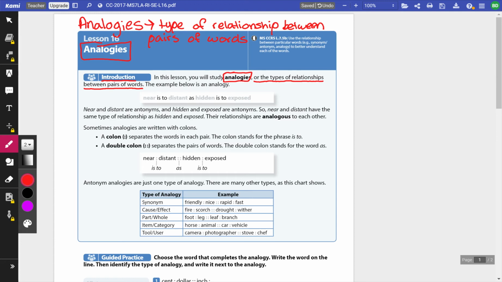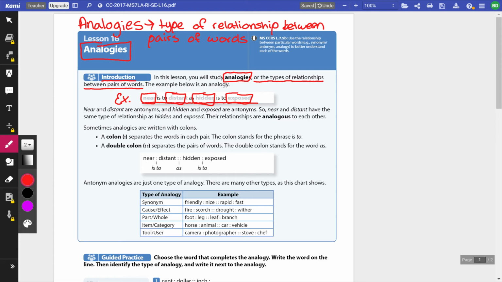So below we have an example of an analogy. So near is to distant as hidden is to exposed. And this is our example. So this is an example of an analogy. Now I'm going to go ahead and explain how this is an analogy and the relationship between these words.